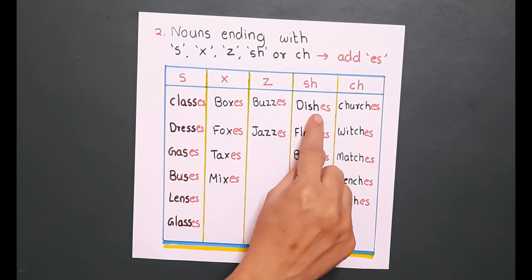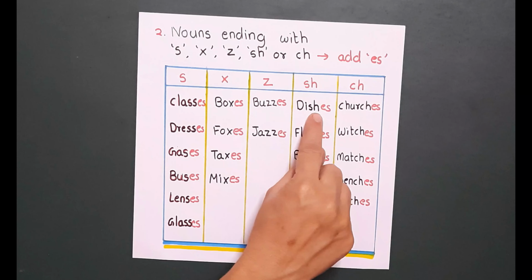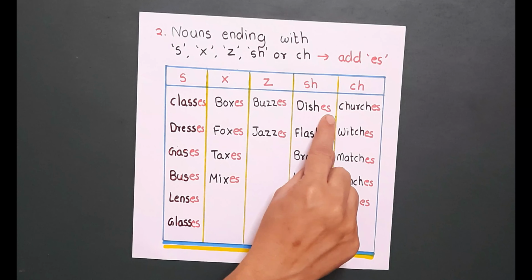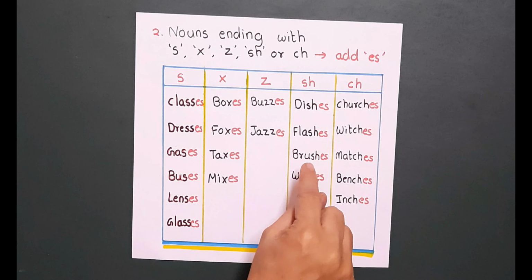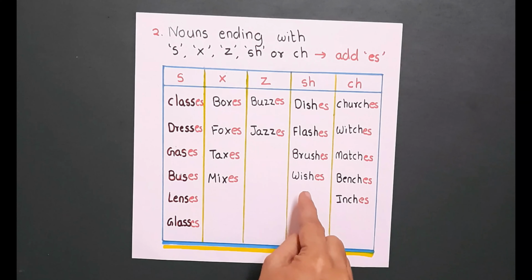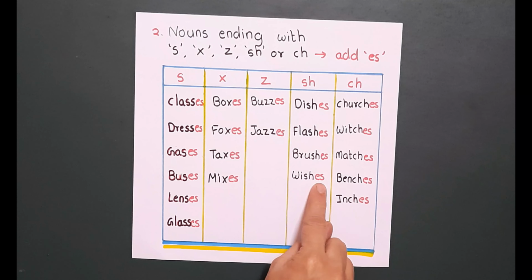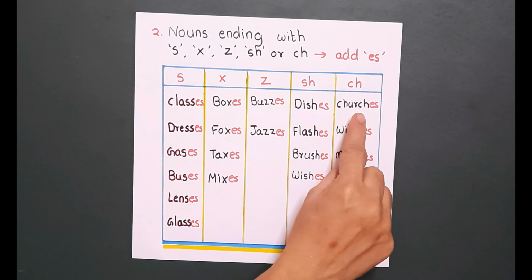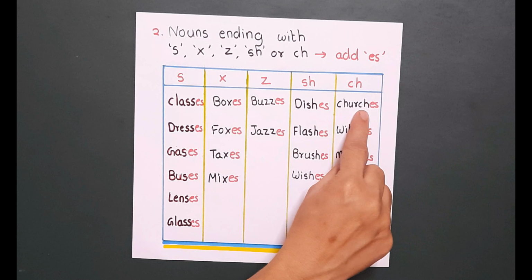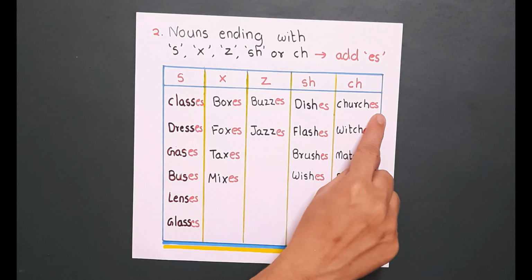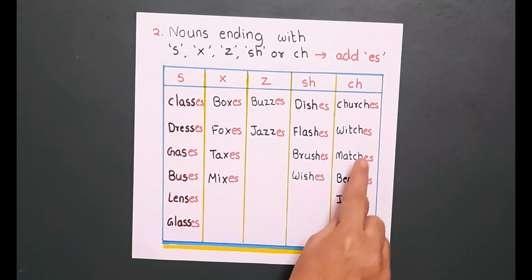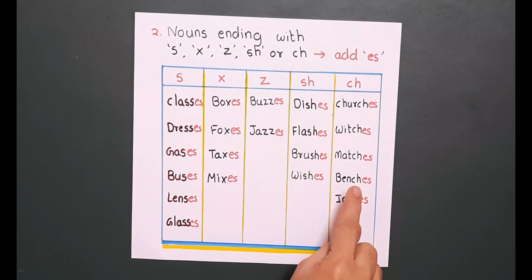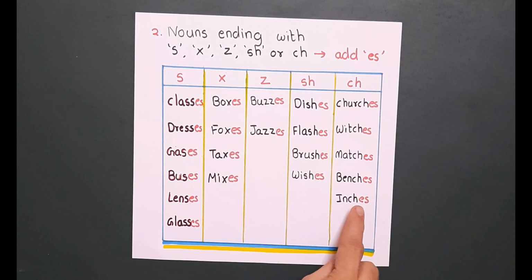For the nouns ending with the sh sound, es has to be added. Dish, dishes, flash, flashes, brush, brushes, wish, wishes. Similarly, for the nouns ending with the ch sound, es has to be added. Church, churches, witch, witches, match, matches, bench, benches, inch, inches.